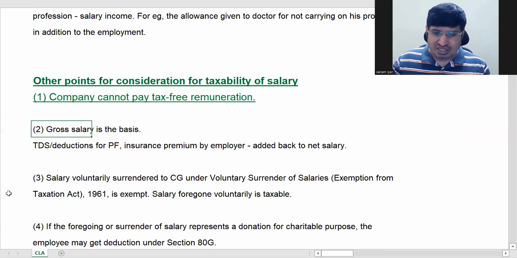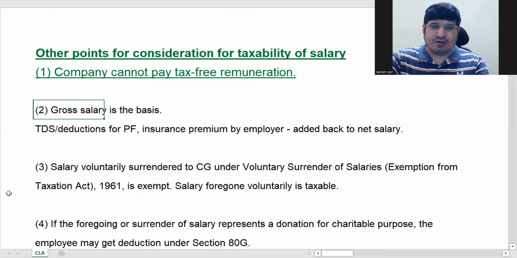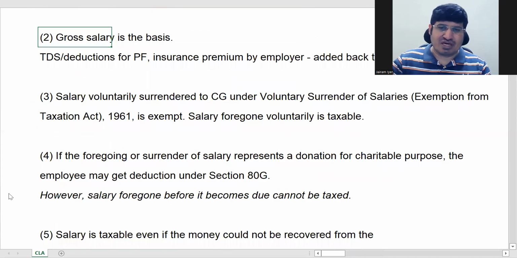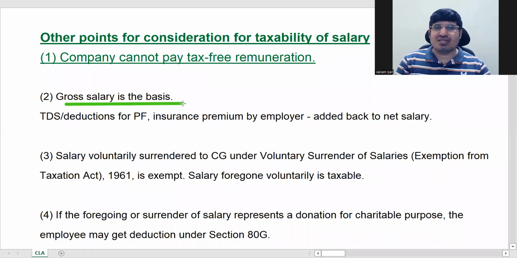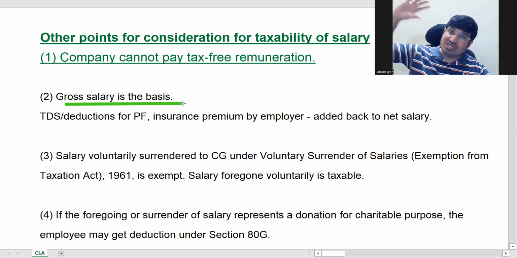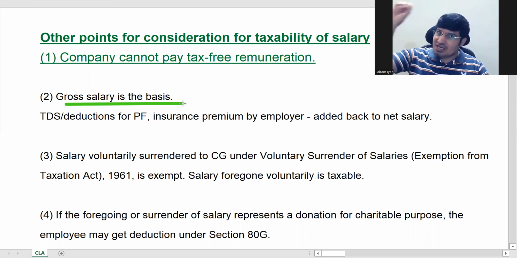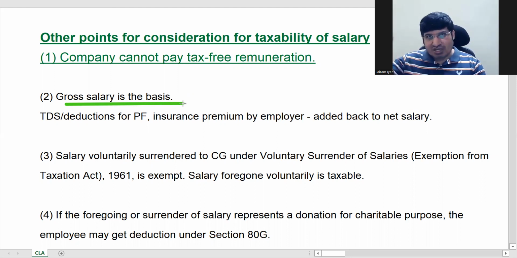Okay, so next thing is gross salary is the basis, okay, so always remember that gross salary is the basis. So for us to start computing your salary, you might get the salary after some deductions, okay. So first thing you have to do, while doing computation, is add back everything, bring it to the original state, original salary. From there onwards we will give all the deductions as per the rules of income tax act, okay. So gross salary is the basis.